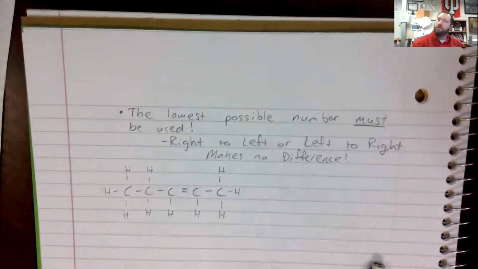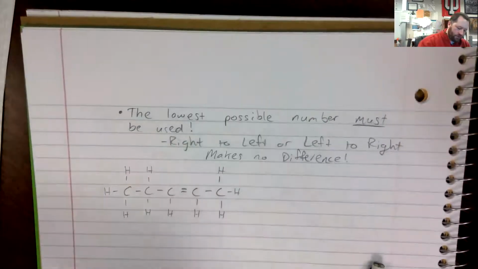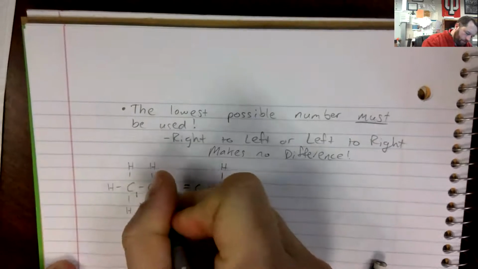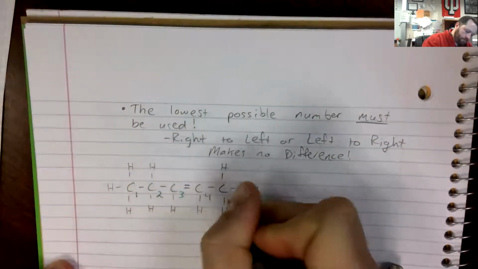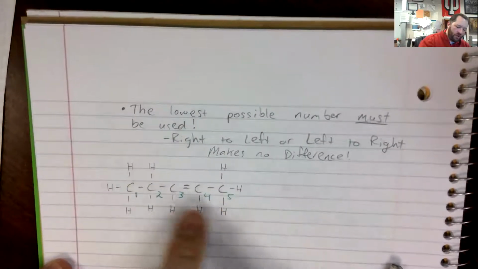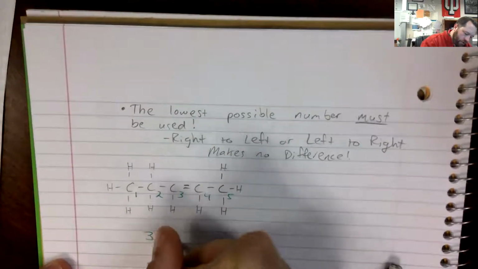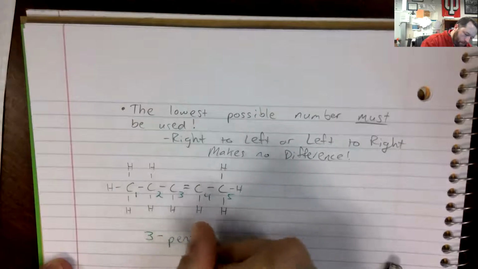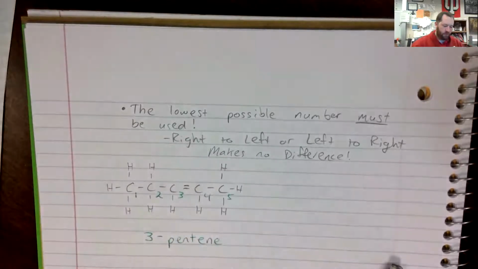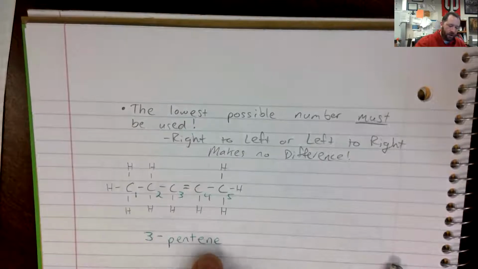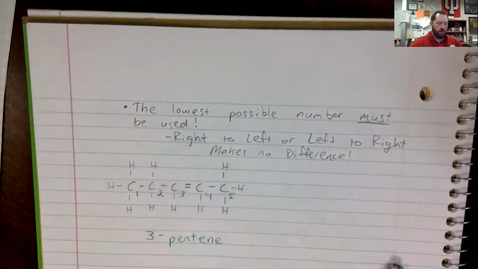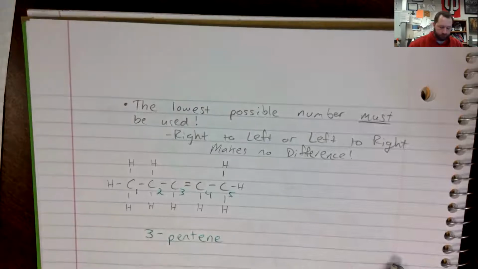Now, if we name this left to right, five carbons, the double bond starts on the 3rd carbon. We'd call this 3-pentene. So pent tells us there's 5 carbons. Ene tells us there's a double bond. The 3rd carbon is where the double bond starts.